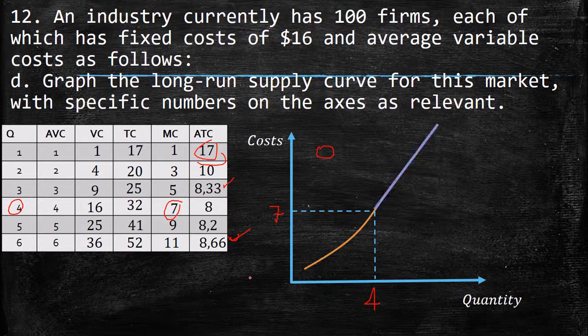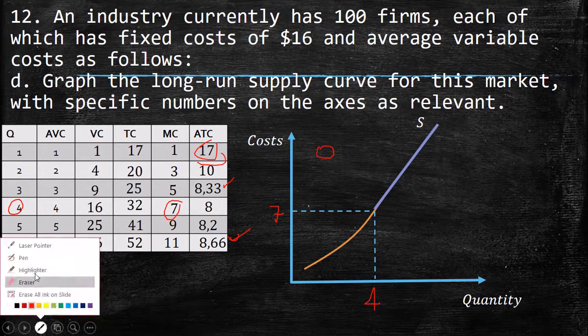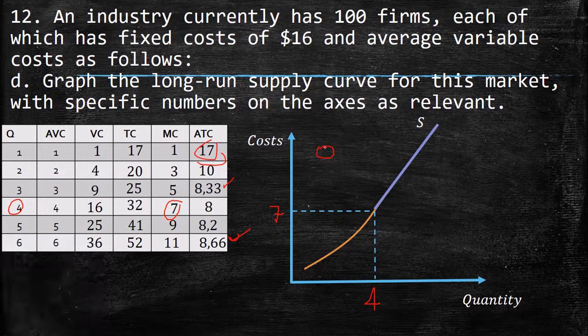Okay, so I'm sorry, this one is better here, and I'm going to represent the average total cost, because remember in the long run we don't have the variable cost. And this part is going to be the long run supply, when it goes from the average total cost at the minimum. This one is going to be supply in the long run.